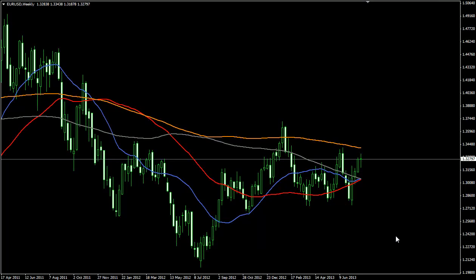This is forexoverviews.com euro-dollar weekly time frame analysis. Let's first start to talk about the monthly time frame analysis. And regarding our previous analysis, there has been not much change to the monthly chart.